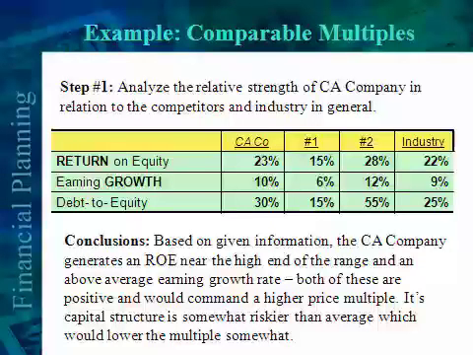And by relative strength, we might be talking about strength in terms of return on equity, company earnings, leverage. Well, based on that information as given in this example, the CA company generates a ROE near the high end of the range and an above the average earnings growth rate. Both of these are positive. Its capital structure is somewhat riskier than average. The higher risk would lower the multiple somewhat.